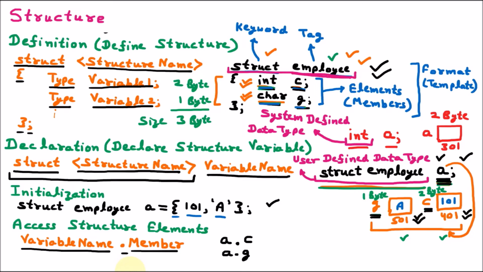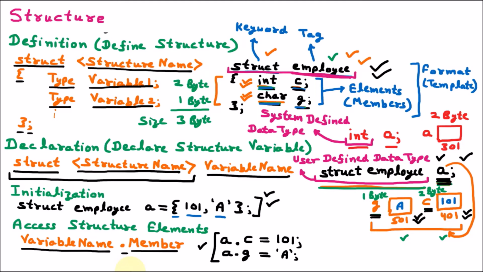Let's say you are saying A dot C equal to, and here you are providing the value, that is 101. That is perfectly fine. And you are saying A dot G, and in the A dot G, if you are giving the A, that is perfectly fine. You understand that? This is also the other way of initialization. So this line and the above line both are the same. You can use any of the options, whatever you want.